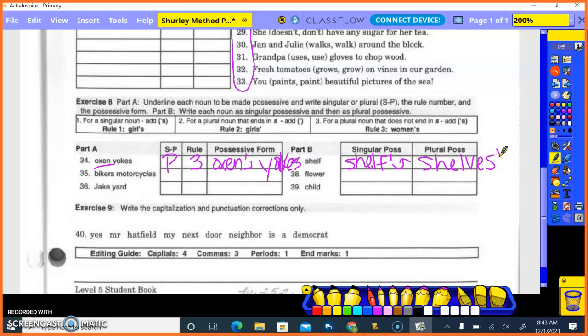Okay, and then for exercise 9, you need to do these corrections on it. You need to do 4 capitals, 3 commas, 1 period, and 1 end mark, right? Okay, so you guys will do those for homework too. Okay, so 35, 36, 38, 39, the ones we put above it, and then number 40, the different punctuation marks. Okay, all right.